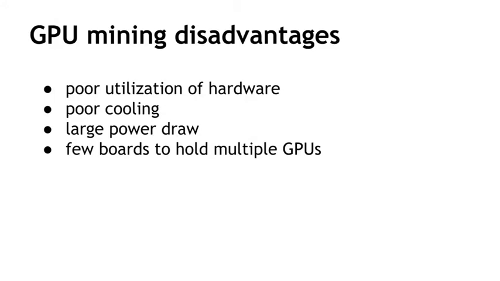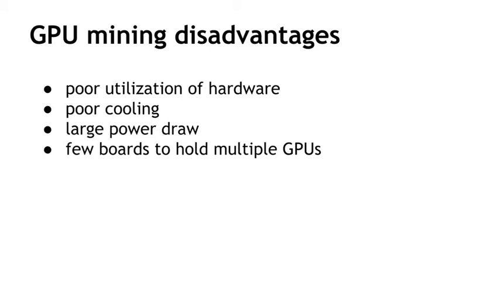Now, what are the disadvantages of doing this? Well, GPUs actually have a lot of other hardware specifically for doing video. Specifically, they have floating point units that you don't use at all on SHA-256. So you're actually wasting a lot of the hardware from what the factory built.